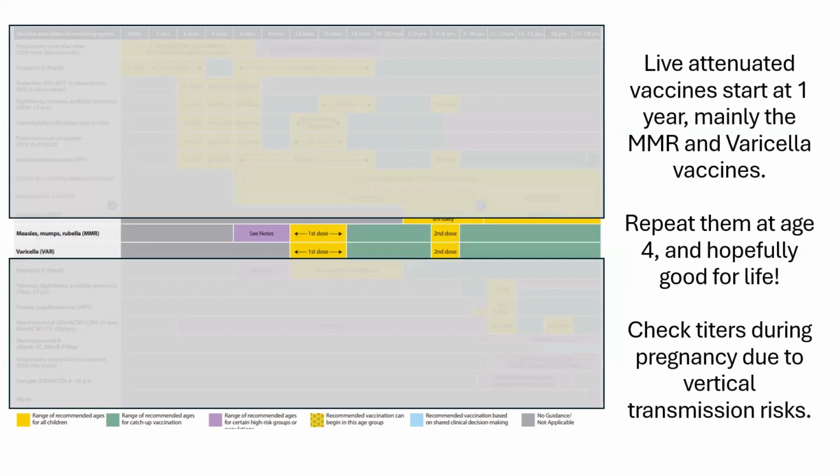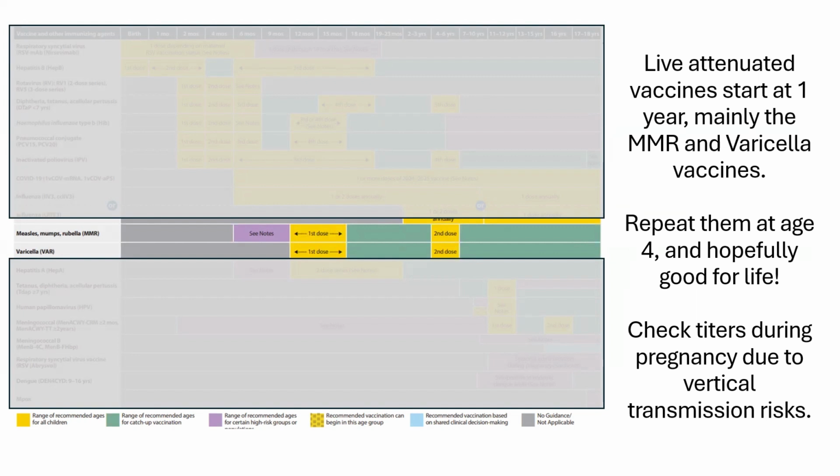Finally, starting at age 1, you can start to receive live attenuated vaccines. These would include the MMR and varicella vaccines. For these vaccines, they promote long-term immunity, so you only give one more dose again at age 4, and then they're typically good for life.